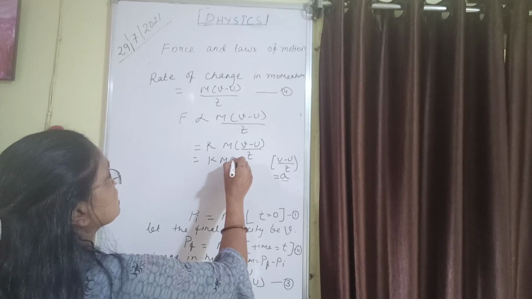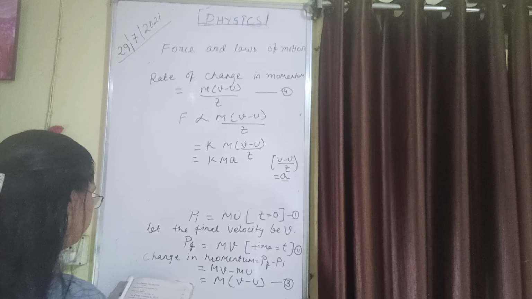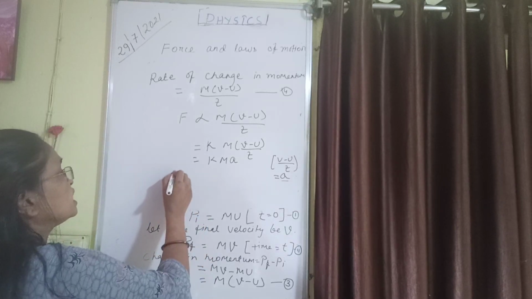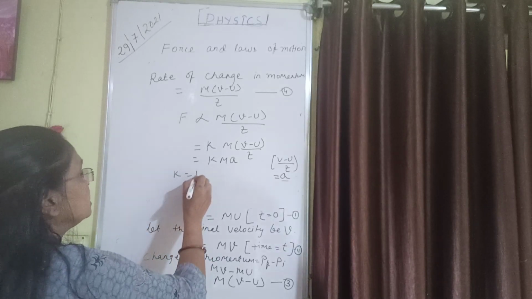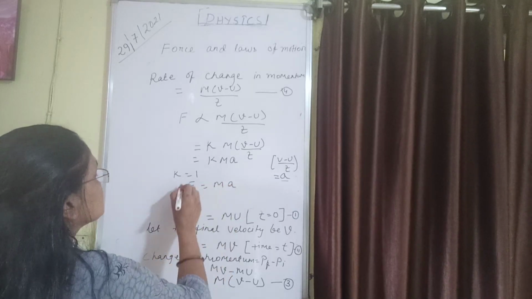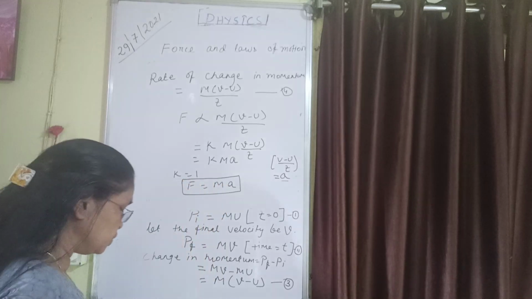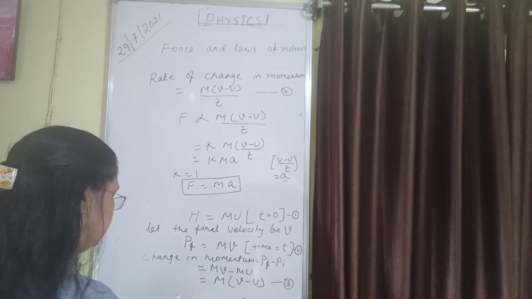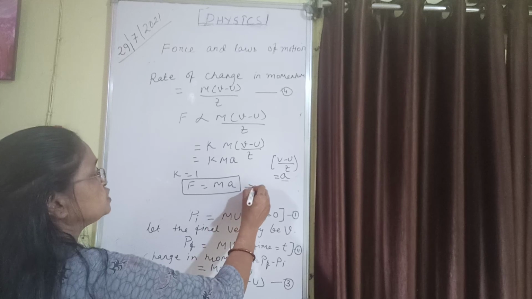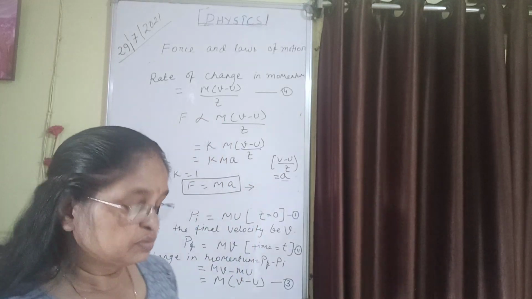So we have got kma. So what is the value of k here? If we put k is equal to 1, then we will get F is equal to ma. So you have got one of the formulas, F is equal to ma. So this is the derivation which we have got from Newton's second law of motion.